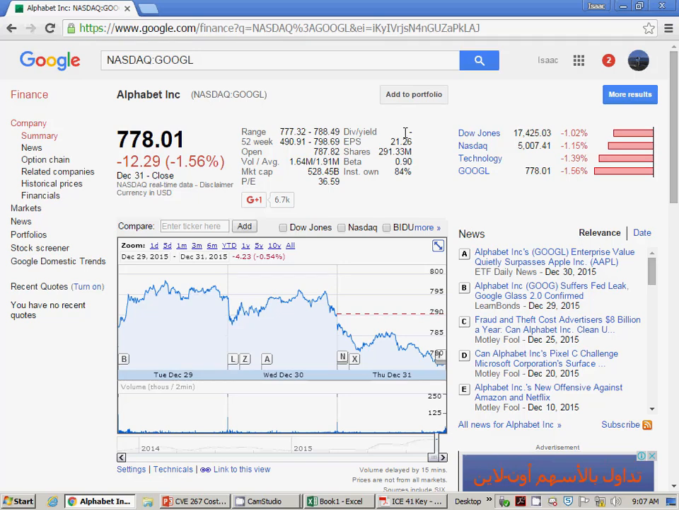Usually more mature companies are the ones that will pay a dividend because they're giving whatever extra cash they have to their investors rather than trying to grow the company by keeping the cash.